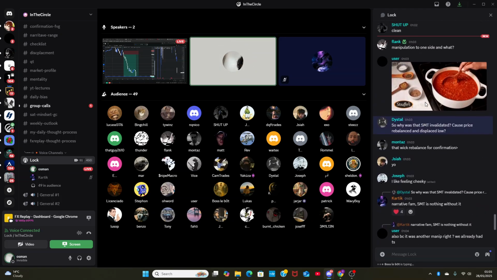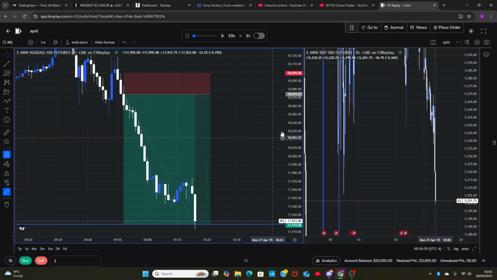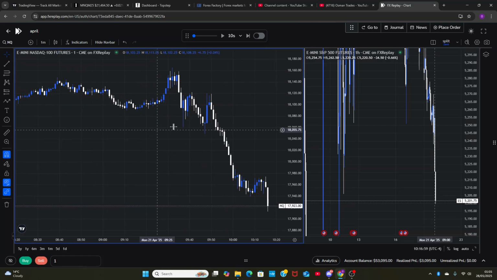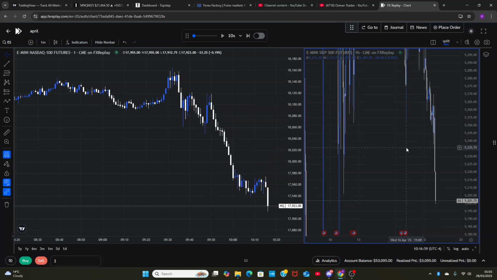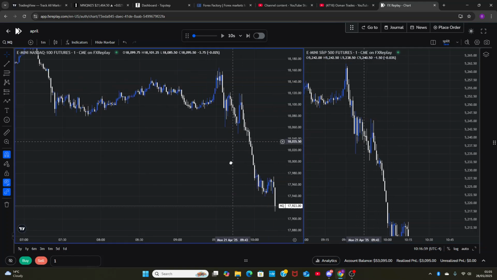So why was that SMT invalidated? Because price rebalanced and displayed lower? Yes. Narrative from SMT, nothing wrong. Exactly, it's also narrative. I'm just showing you guys the context on the 1 minute. If we just saw this SMT, was it these wicks? Was it those wicks? No, there was no SMT. Where was SMT? Let's just say this was SMT.